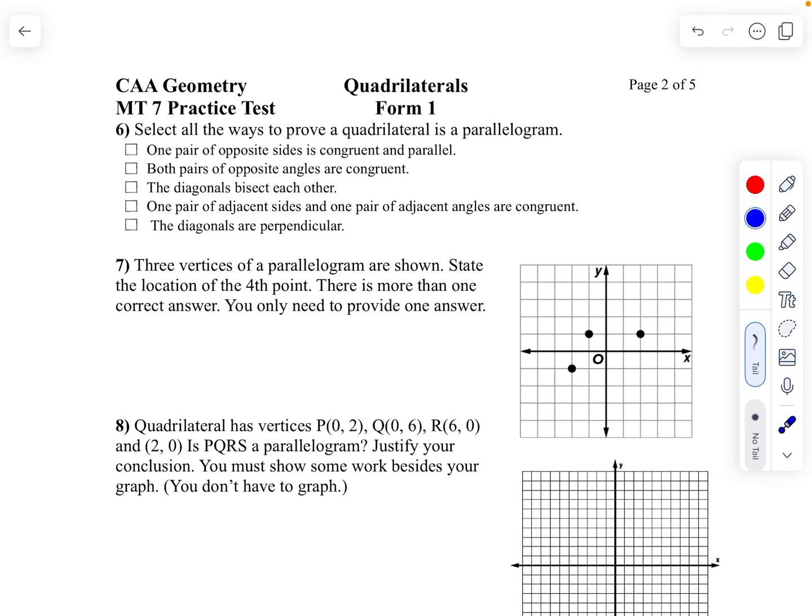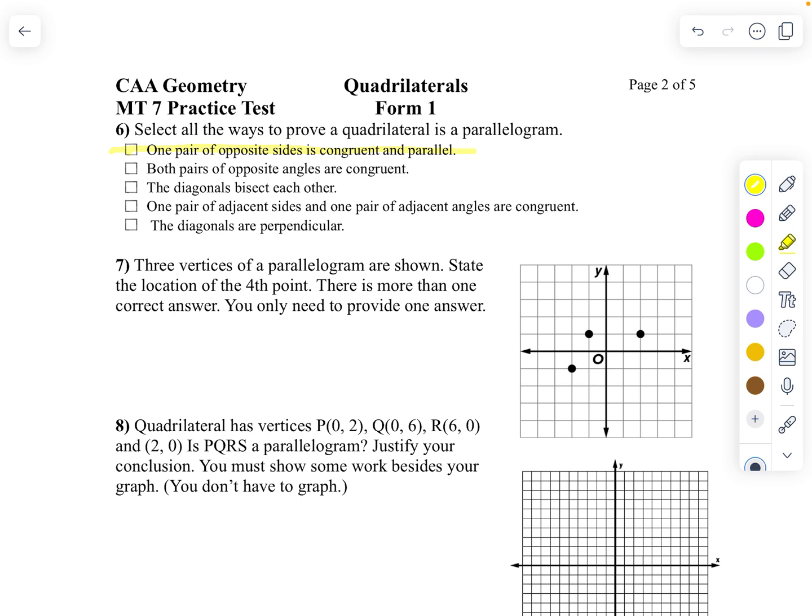On question number 6, it's backwards. Pretty much the same thing we did on question number 5. List all the ways to prove that a quadrilateral is a parallelogram. One pair of opposite sides congruent and parallel. Yes. That's the one that's different than just given the parallelogram.